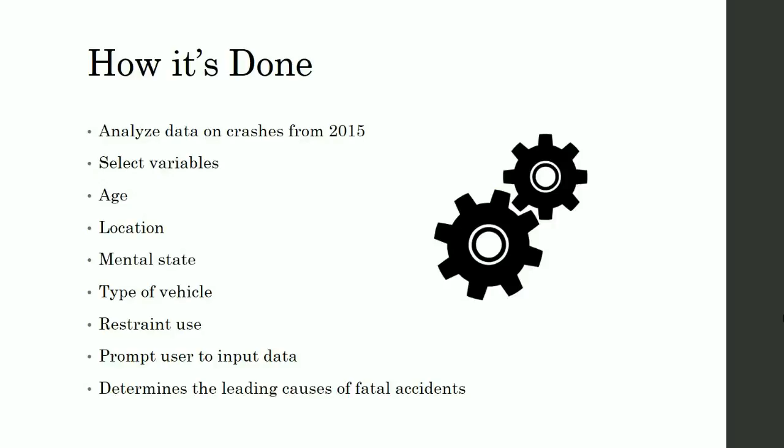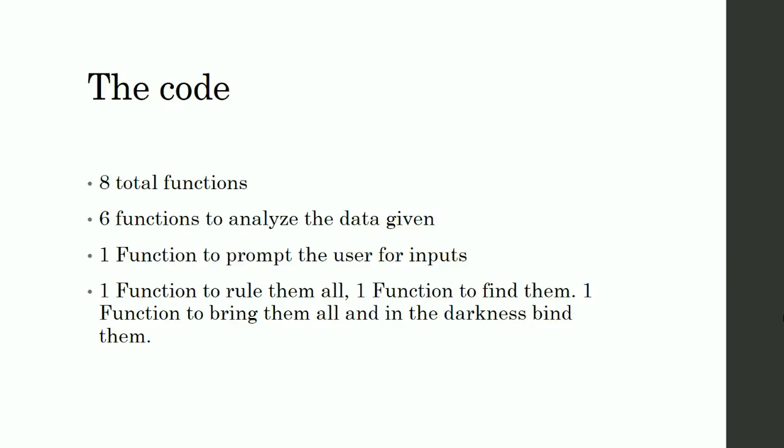our code to reference. We then selected variables that are relevant to a real-world scenario, can be changed by a driver, and are informative. For example, age, location, mental state of the driver, type of vehicle, and restraint use. We then prompt the user for information on their driving conditions, and the code will display to them their chance of being in a fatal accident and information on what the leading factors in fatal accidents are.